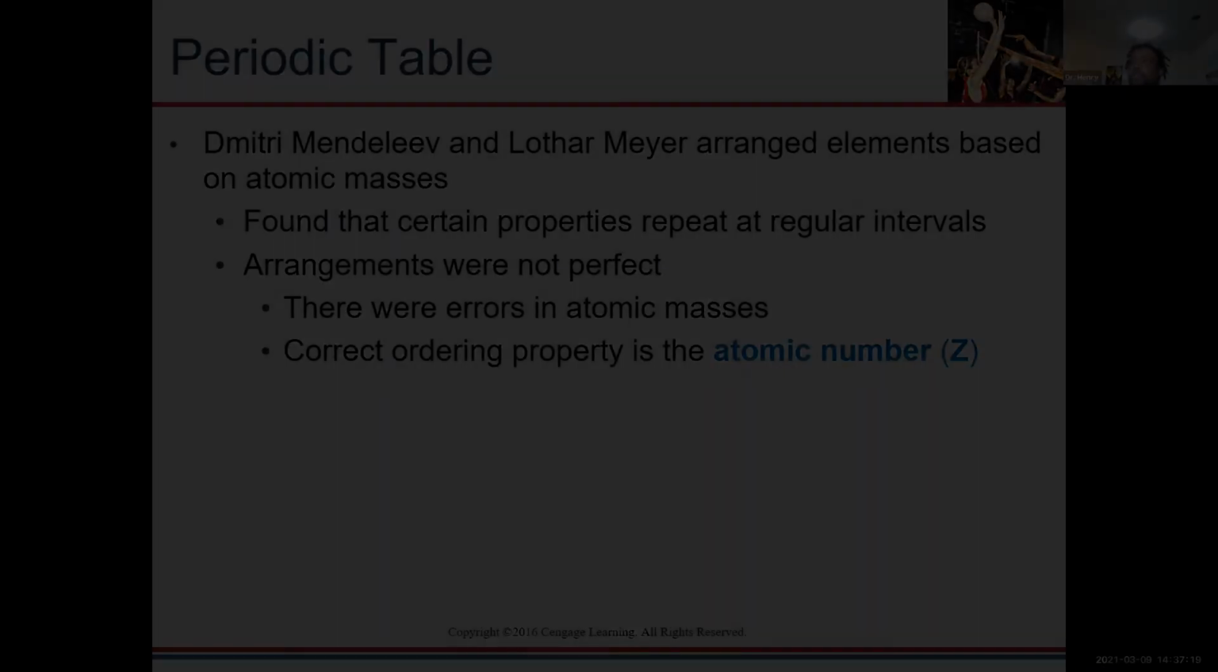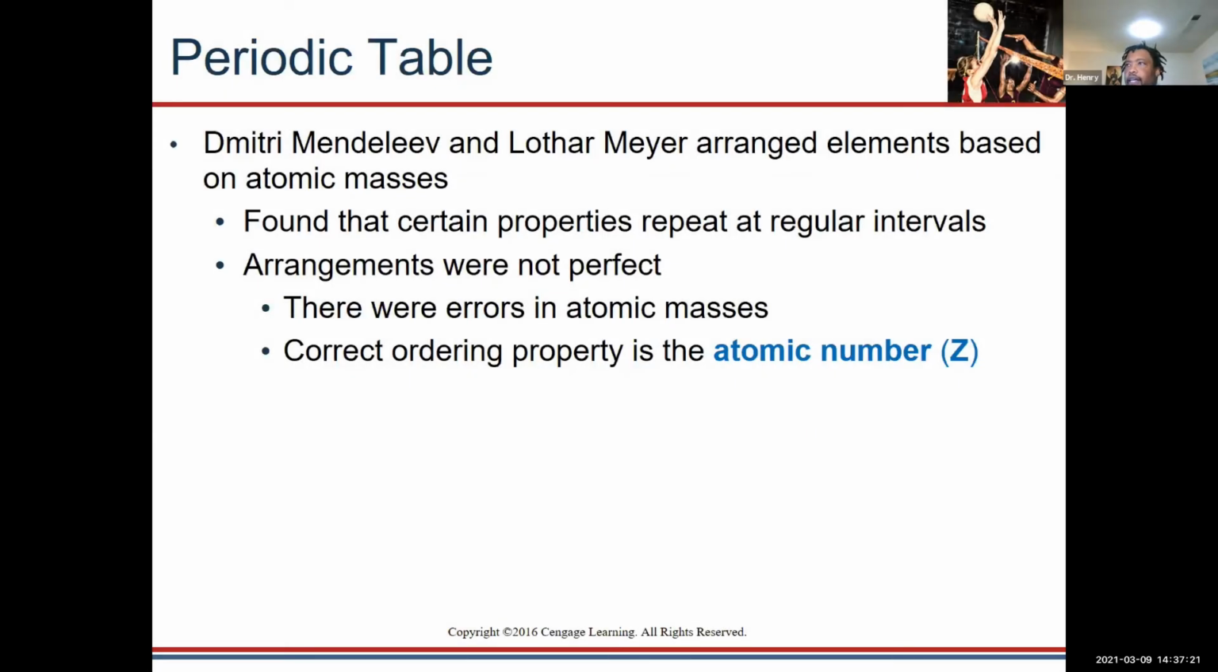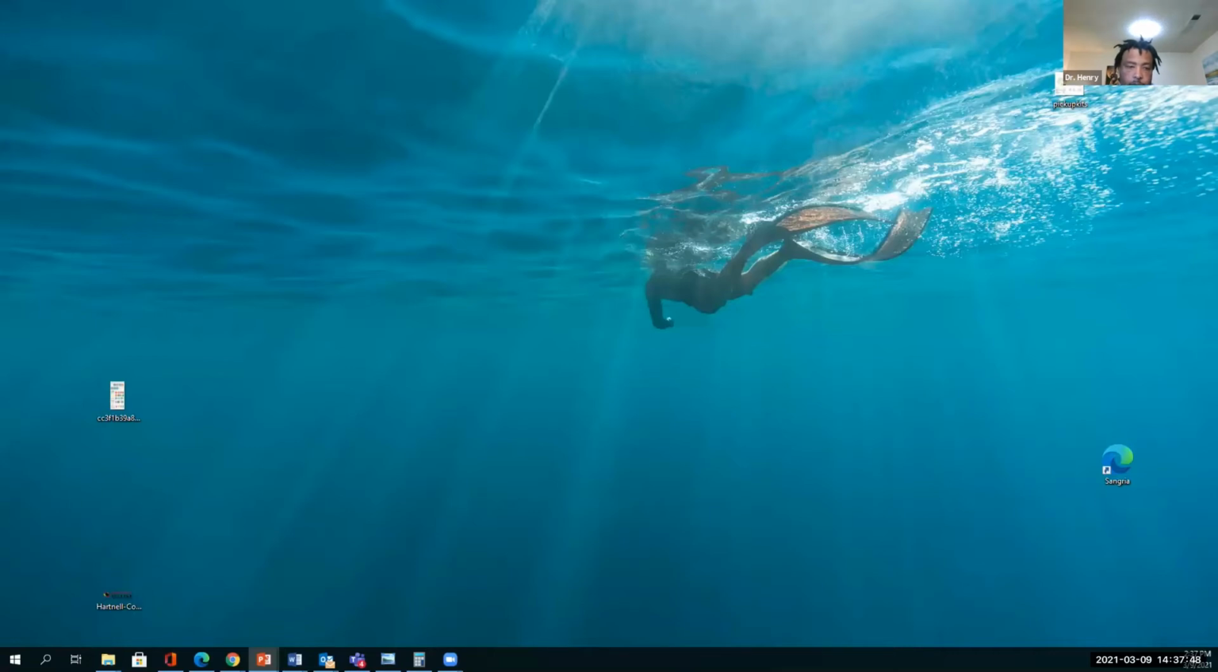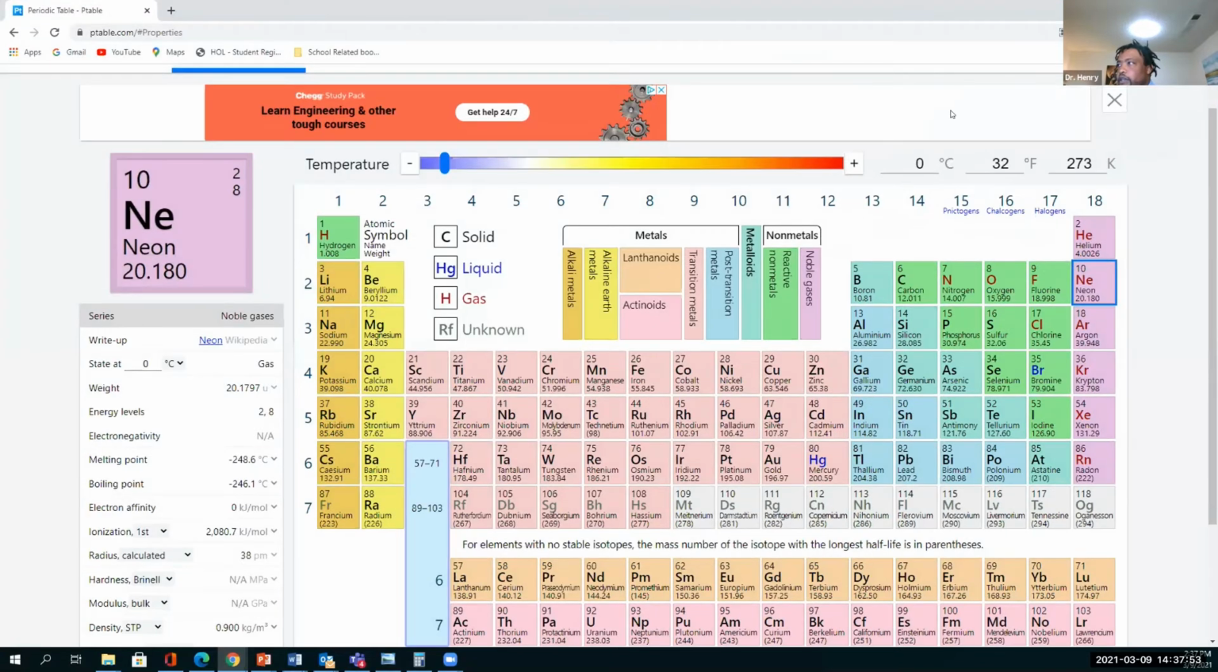Yeah. Okay. So Dmitri Mendeleev and Lothar Meyer basically organized the periodic table. It was a hot mess. Initially there was no real arrangement, and at the beginning there were a lot of errors associated. Then they started organizing it based upon the atomic number, which makes sense, right? So this is the organization of the periodic table. Let me get my P table. It's so much clearer here.